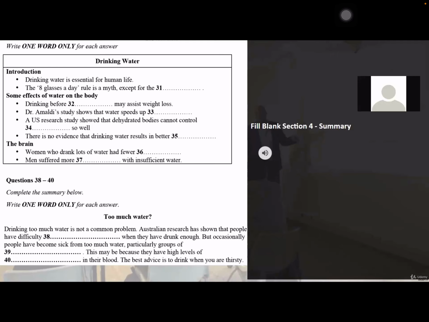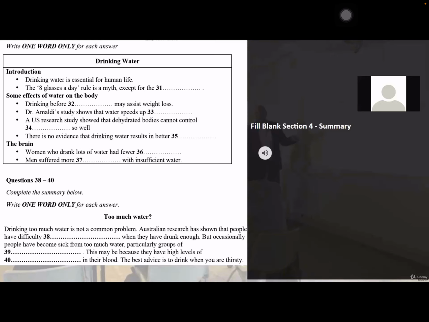I also read some of the research done by Dr. Amaldi, who's looked in depth at this whole issue of drinking water. And one of his studies does support the common claim that water is good for the stomach. In particular, it seems to increase the rate at which digestion takes place, which overall has a number of health benefits.